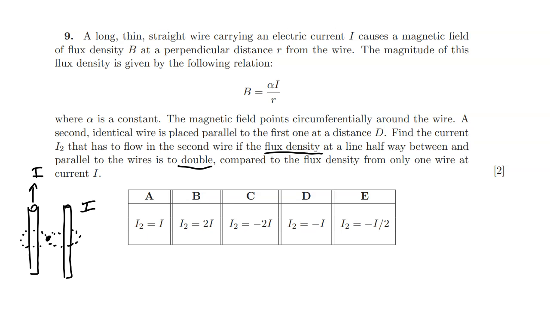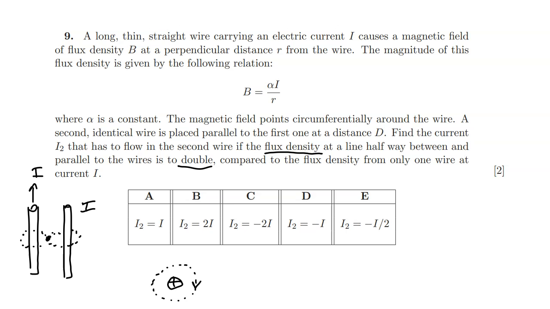Okay, so let me draw this diagram slightly differently. If we consider the first wire going into the page, then there'll be a B field going around it like this. And using the right hand rule, if the current's going into the page, you should see your fingers curling around in the clockwise direction.